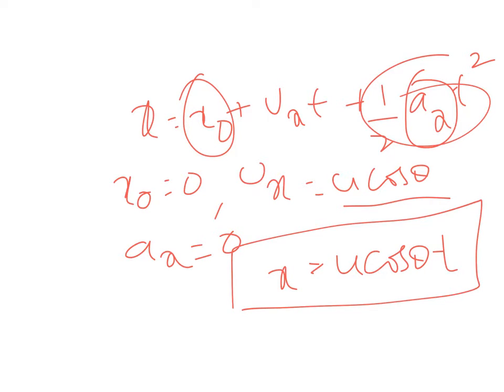If we need to find the value of t, then t is equal to x by u cos theta. This happens only when the motion is along the horizontal direction. If the motion is in the vertical direction, then we have another formula, which I'll show you.